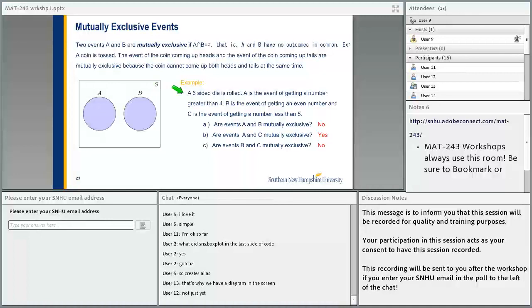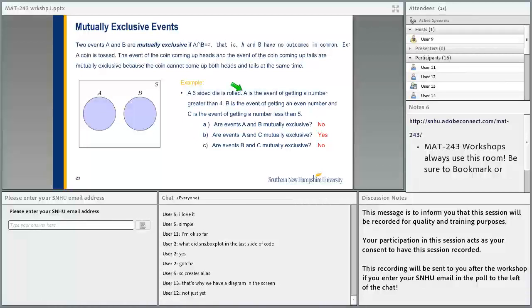For example, a 6-sided die is rolled. A is the event of getting a number greater than 4. B is the event of getting an even number. And C is the event of getting a number less than 5. All right, my slideshow didn't work, so the answers came up. But I want you to think about why the answers are the way they are.